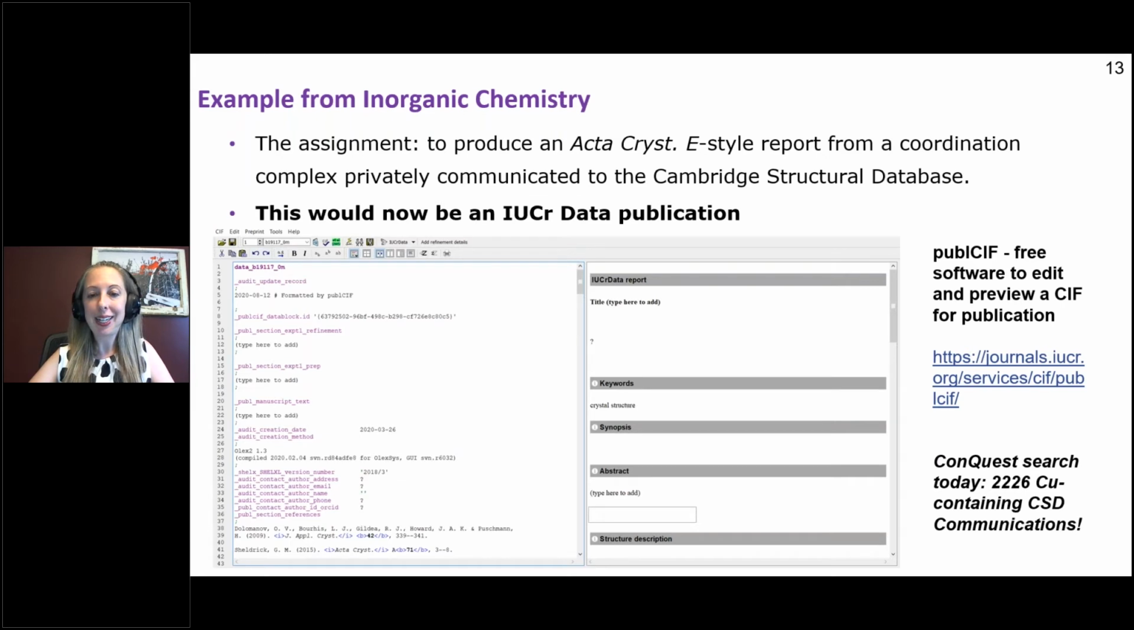Now, I selected copper, and I thought today it would be fun just to have a look to see how many structures you could pick from to do this activity. And a ConQuest search this morning showed that there are currently 2,226 copper-containing CSD communications that are readily available for anyone who wants to engage in this kind of activity.